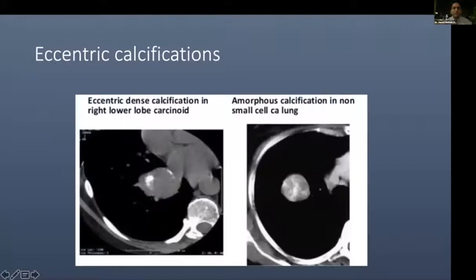But eccentric calcifications, things like this, are something we should really consider doing a biopsy for and taking a look at in further detail.